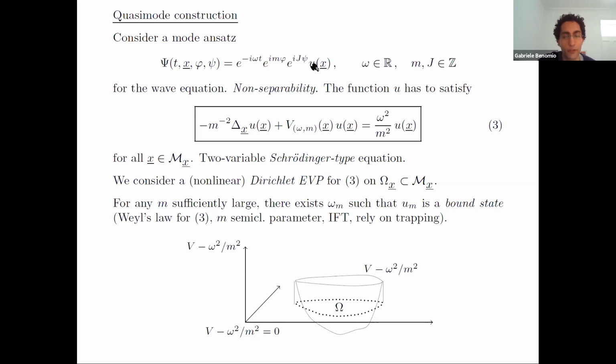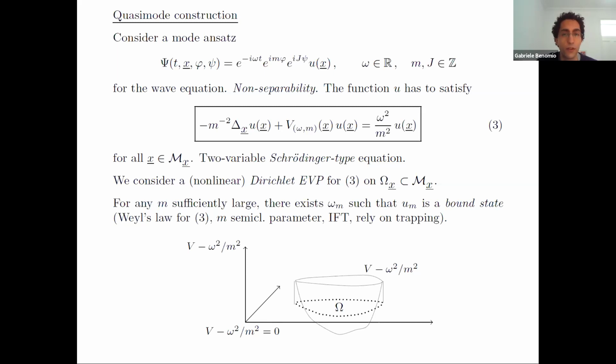But it turns out that the wave equation on black rings is not fully separable. So the best you can do is to reduce the wave equation to a two-variable Schrodinger type equation of this form that you see here, where you have minus Laplacian plus potential equal to zero, where the potential here will be real valued because of the assumption that omega is real. So what you do then is to consider an eigenvalue problem with Dirichlet boundary condition for this Schrodinger type equation on the bounded set omega, or more precisely, on the bounded set obtained by intersecting omega with the t, phi, psi equal constant hypersurface.